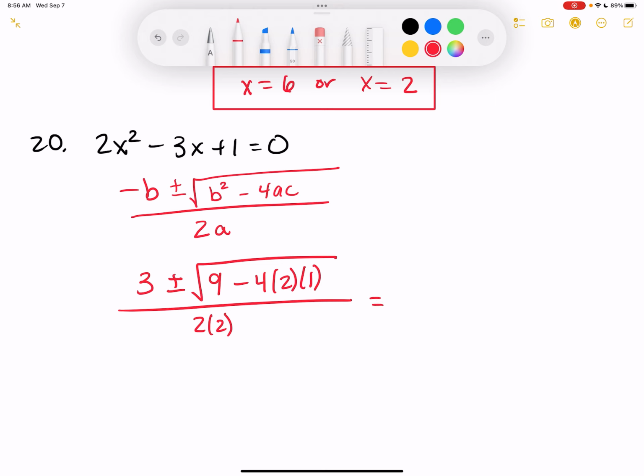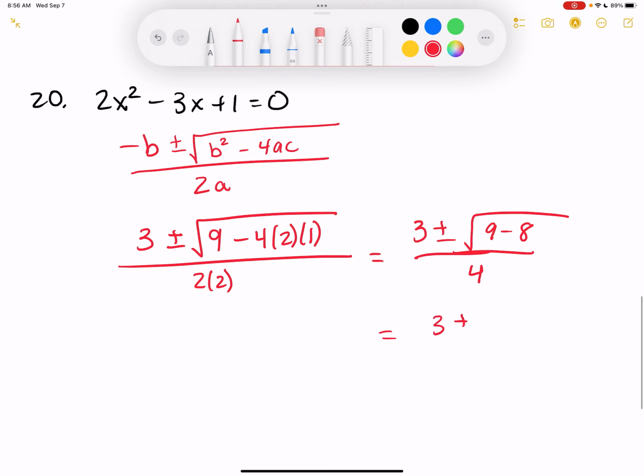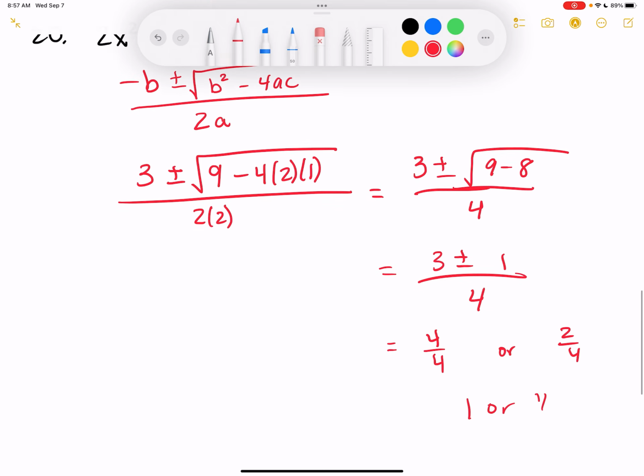Okay, now we put all the math in. What is it? 1. Is the square root of 1 just 1? Yes. One. I see what you did there.